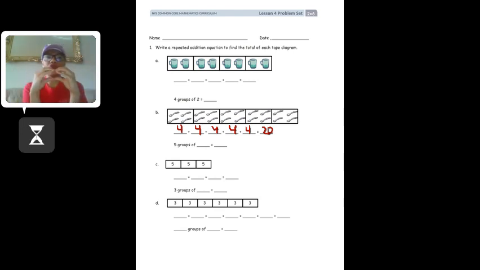Now, how many equal squares do we have? Let's count. We have 1, 2, 3, 4, 5. There are 5 equal squares or rectangles in that tape diagram. So I know that there are 5 equal groups. That's right. So let's look at our sentence statement. Our sentence statement says 5 groups of 4. So I'm going to put 4 because there are 5 rectangles with 4 spoons in each rectangle. So I know that 5 groups of 4 equals how much? 20. That's right, because we had a total of 20 spoons. Good job.